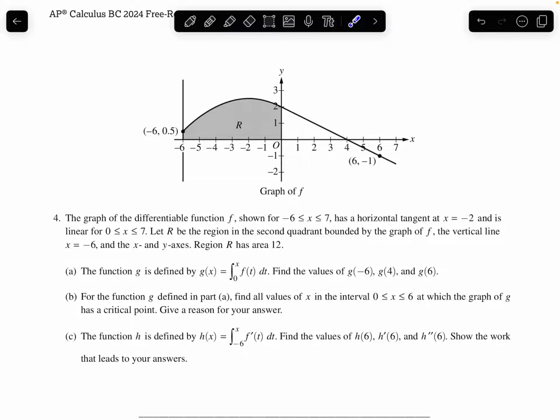All right, and we're also given a shaded region R, which is bound in the second quadrant of this graph, the vertical line x is equal to -6, and the x and y axes. They actually give us the area of this region here, so we'll just write that in. The area of this region is 12. This problem has a couple different parts, so let's go through it part by part.